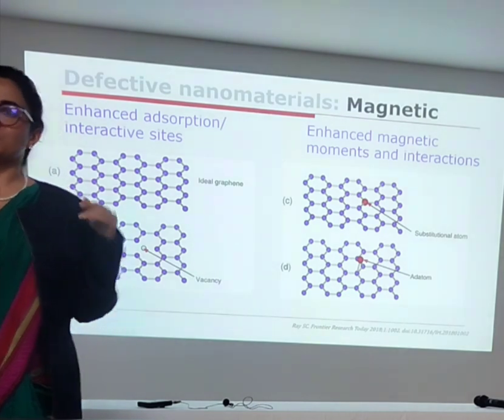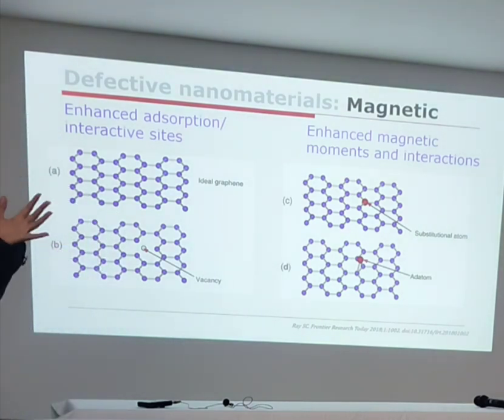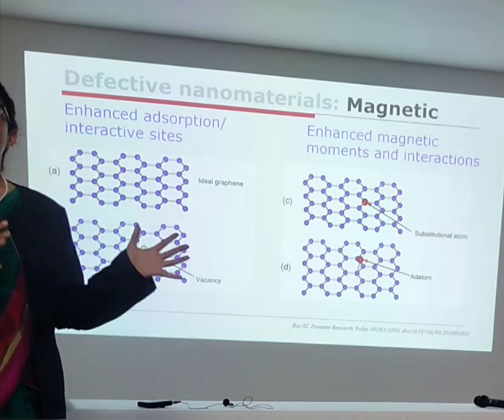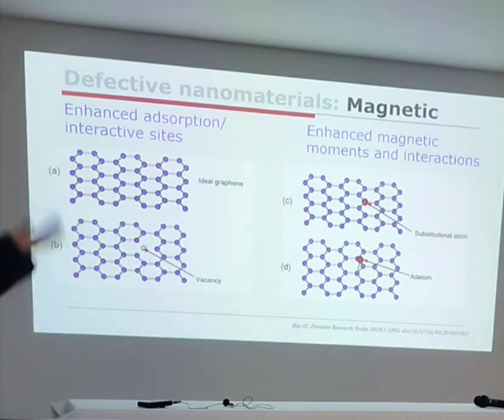And even if you know that paramagnetic material, as you start cooling it down to a further temperature, there could be a possibility that the same spins start interacting with each other in terms of ferromagnetic interactions as well.